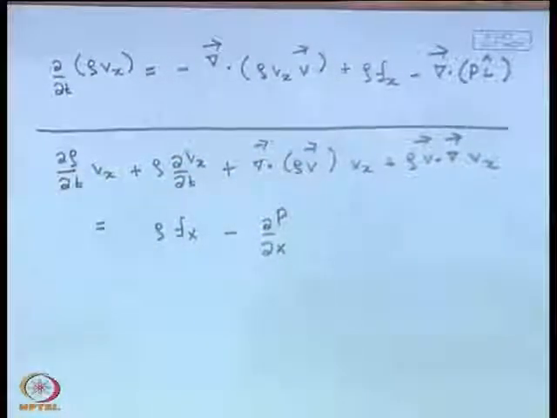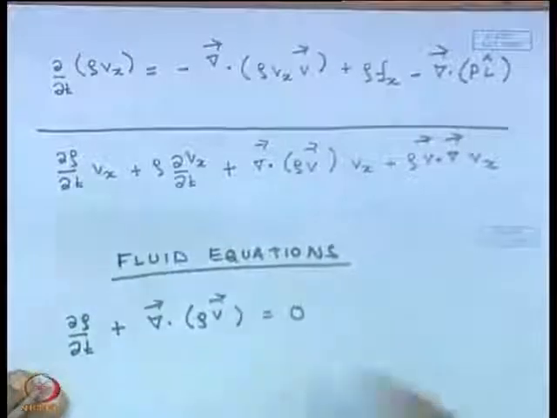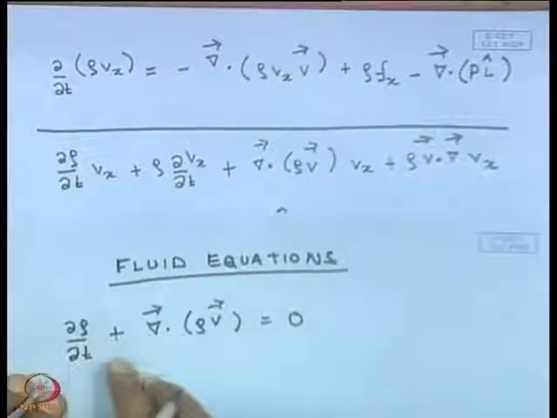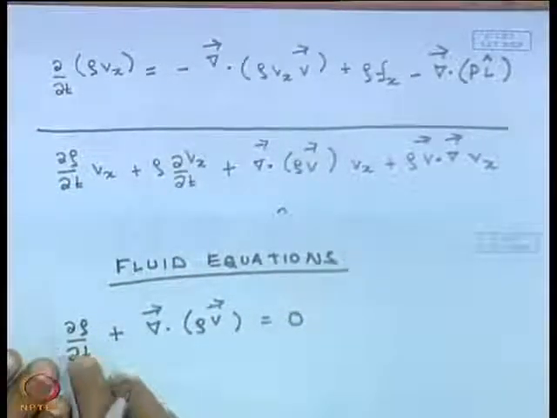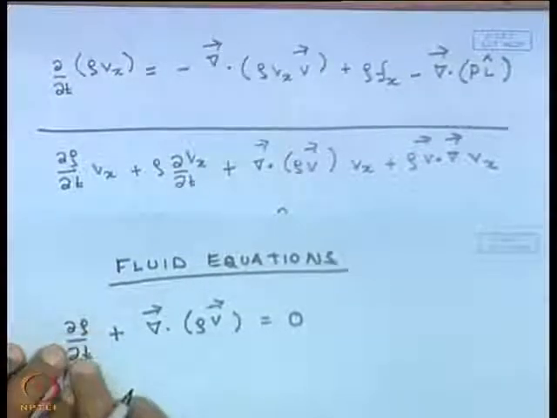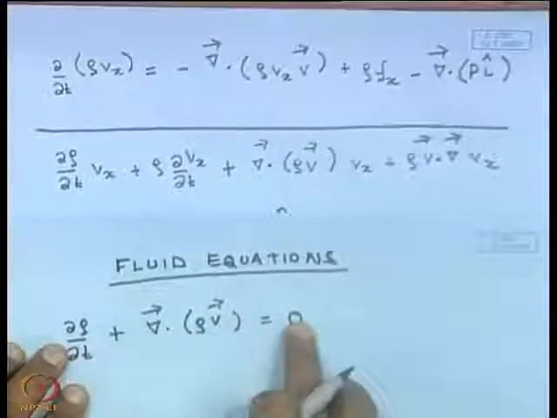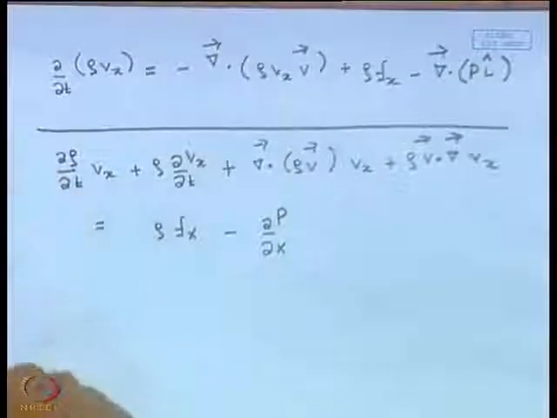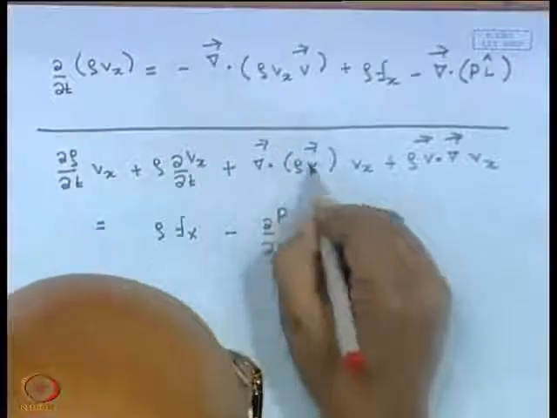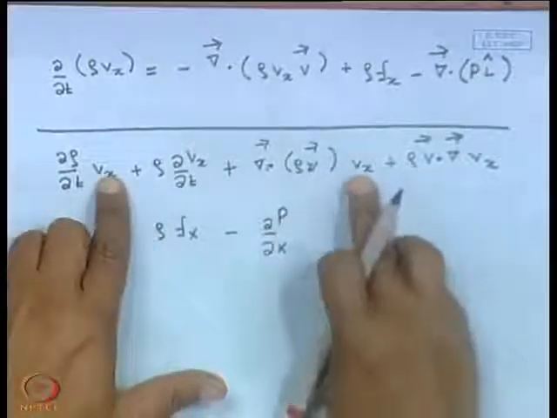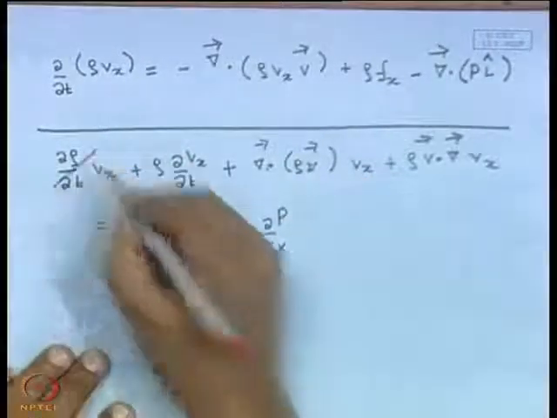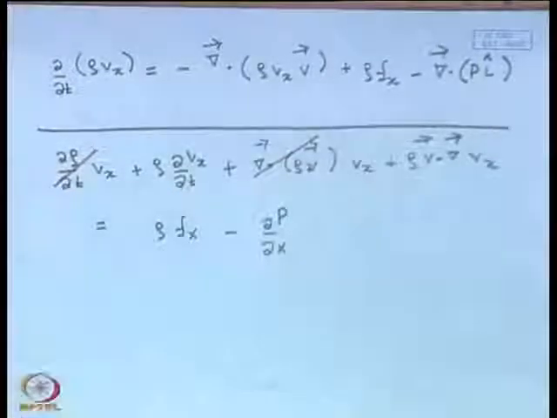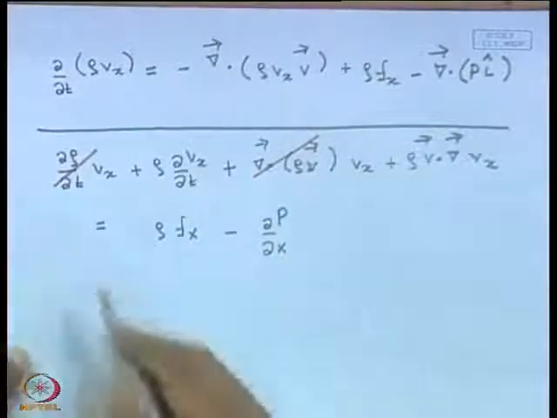Okay. Now, you see, we can simplify this. Look at this term, this is del rho del t. Del rho del t plus the divergence of rho into V is 0. So, we can combine this term del rho del t, and here we have the divergence of rho into V, both of them multiply Vx. So, the sum of this and this is 0.